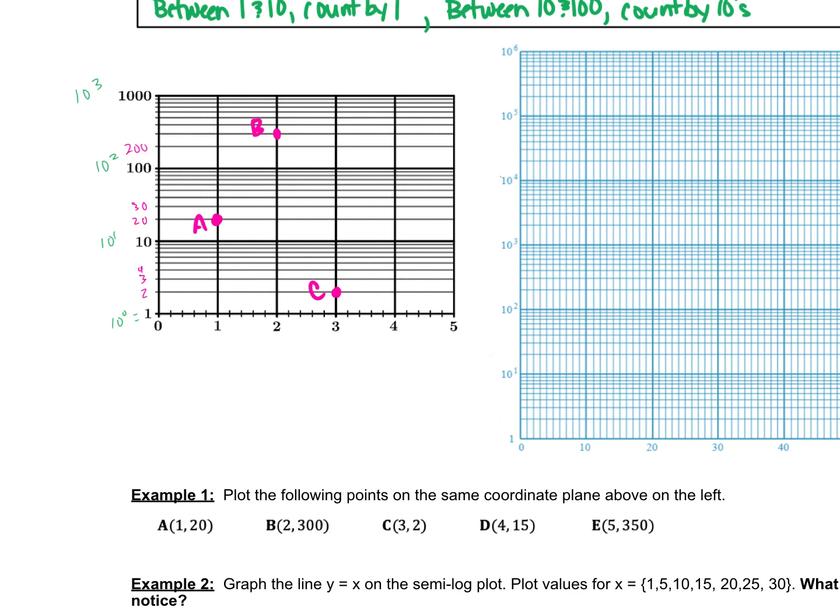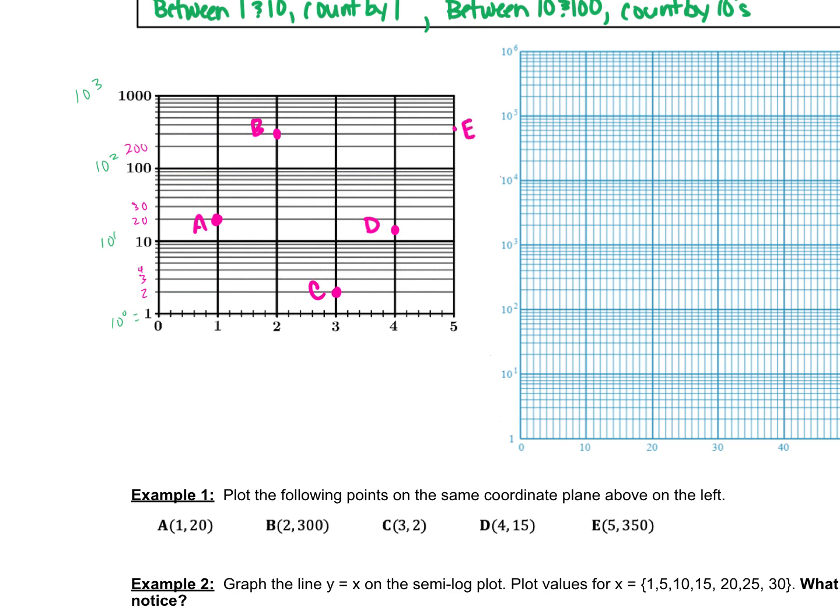Then we have (4, 15). Now, everything's in tens, so where's 15 going to fall? In between 10 and 20. So I'd go right 4 and up 10, there's 20, so halfway in between. So it's okay to do that. And then (5, 350). Right 5, up to 300, and halfway.